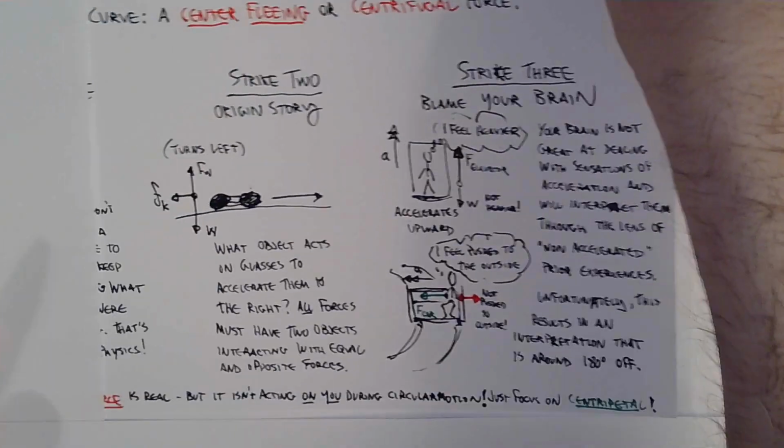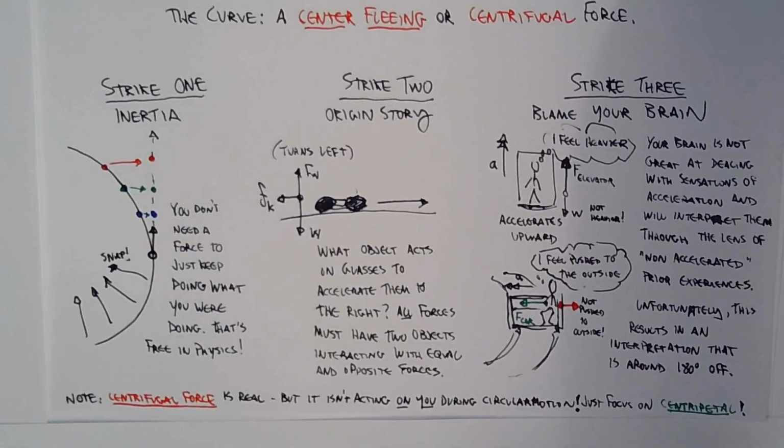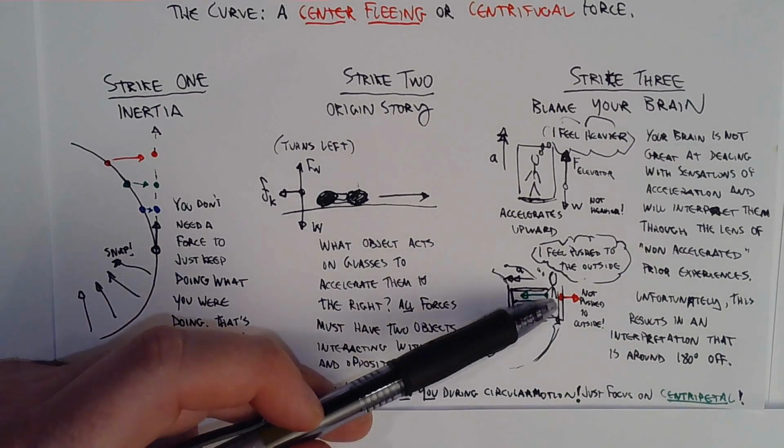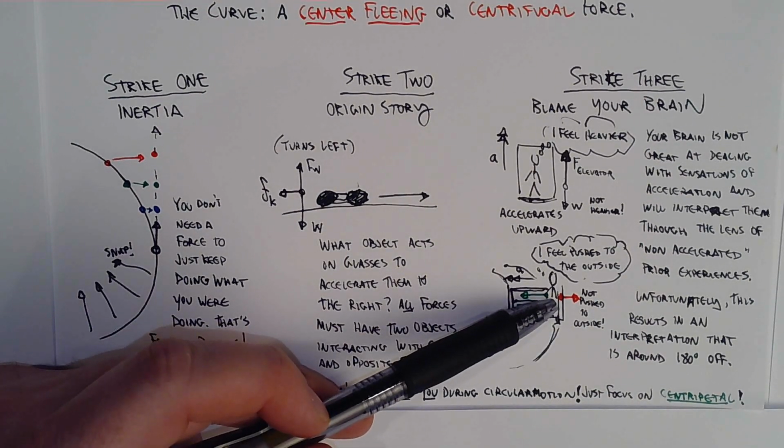When I was a younger teacher, I used to say centrifugal, F is for fake. I used to say centrifugal force really isn't a real force. That was unfair of me. Centrifugal force is a real thing. You can have a force that acts to the outside of the curve. This red arrow here is technically a centrifugal force.